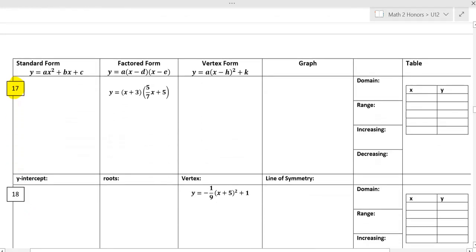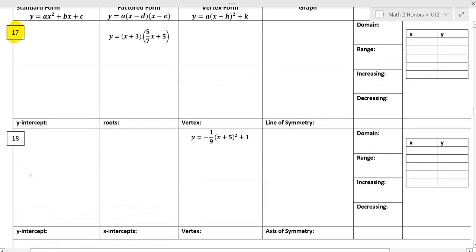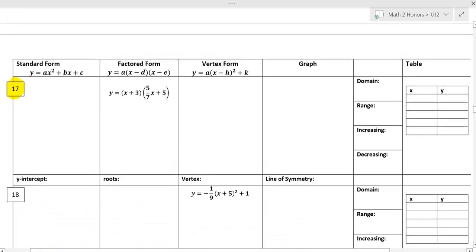Last one, number 17. And we're starting with factored form. So from factored form, we can find our roots. Set y equal to 0. And then set each factor with a variable equal to 0.